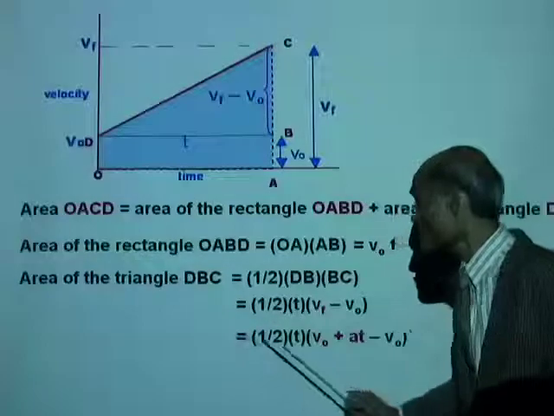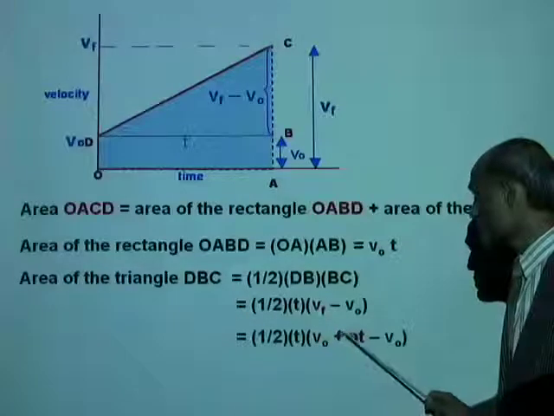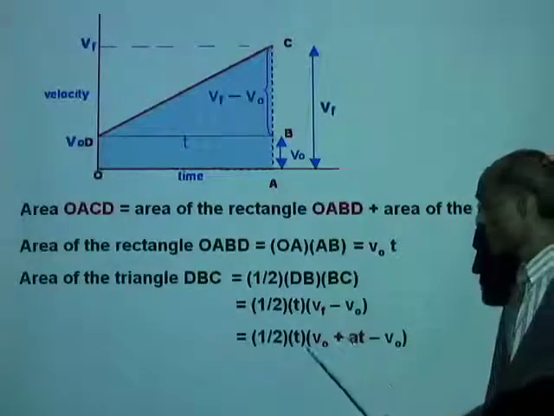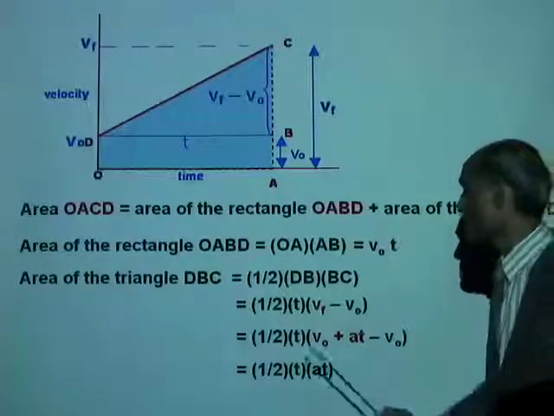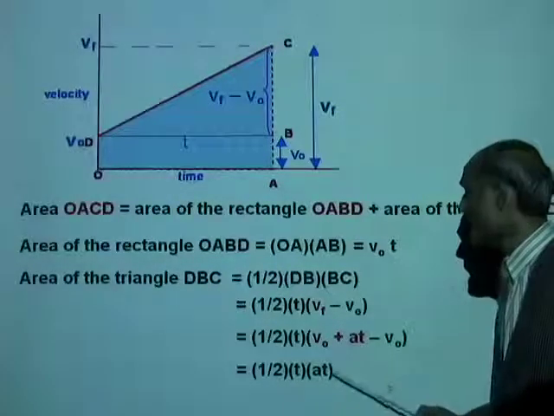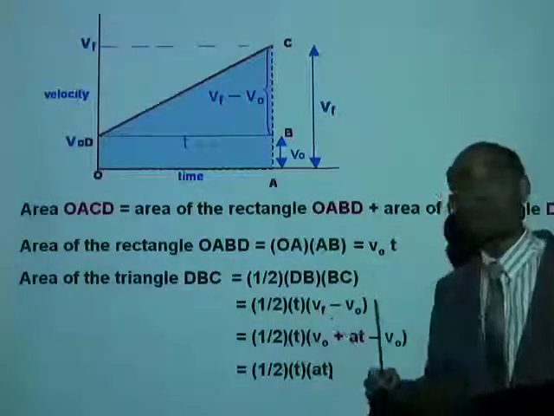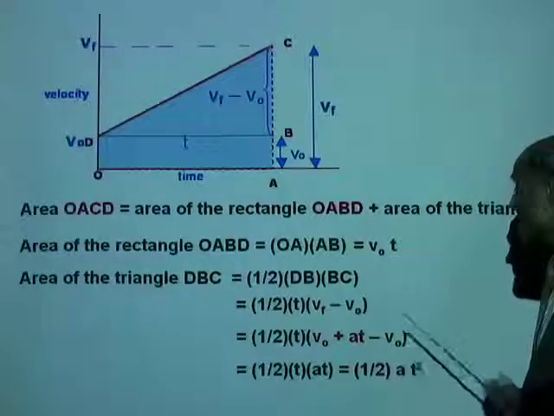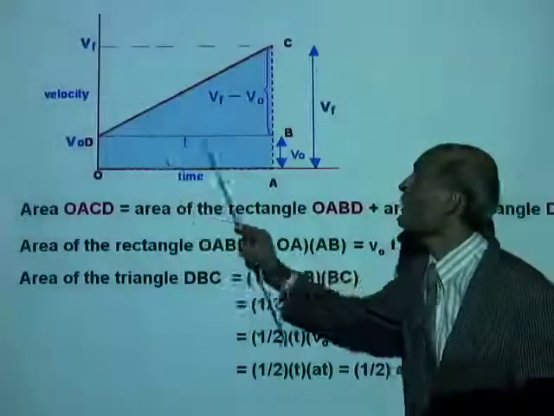So the area of the triangle now is 1/2 T times V0 plus AT minus V0. Look at this. V0 and V0 will cancel. And that gives us 1/2 T multiplied by AT. T multiplied by T makes it T squared. So that will be 1/2 AT squared. This is the area of that triangle.